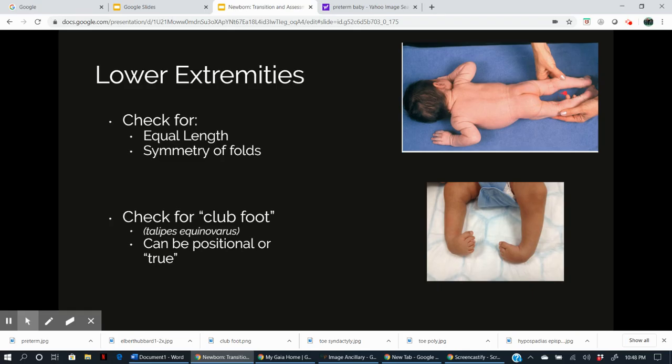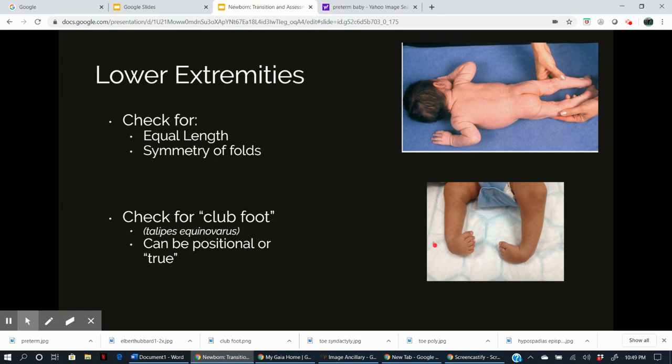If they're not, if one leg is shorter than the other, we worry about hip dysplasia because that means that somewhere the head of the femur is not in the acetabulum, that ball and socket joint, and we would want to maybe take a more careful look at that baby.